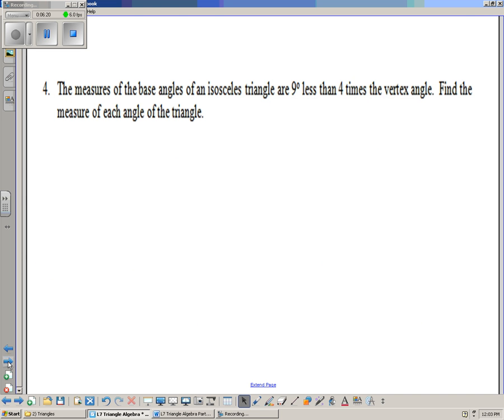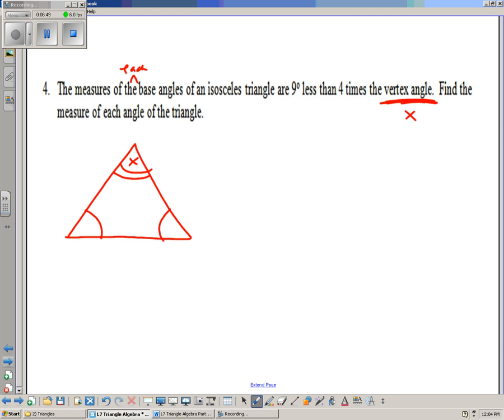Number 4, the measures of each of the base angles of an isosceles triangle are 9 degrees less than 4 times the vertex angle. So we need to draw an isosceles triangle. We have our base angles, which are equal, and our vertex angle. The base angles are each 9 less than 4 times the vertex angle. The vertex angle is coming at the end of the sentence, so that's our x. And translating 9 less than 4 times x, it goes backwards. You start off with the 4x and subtract 9.